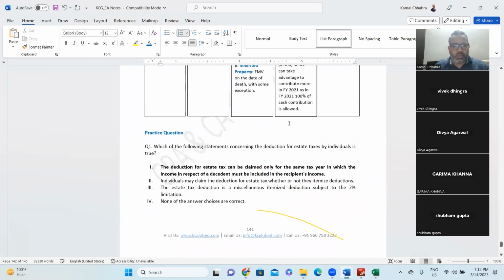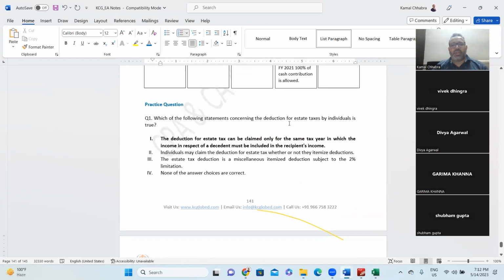Let's do one quick question over here. Which of the following statements concerning the deduction of estate tax by an individual is true? The deduction of estate tax can be claimed only for the same tax year in which income in respect of a decedent must be included in the recipient's income. Individuals may claim the deduction of estate tax whether or not they itemize deductions. The estate tax deduction is a miscellaneous itemized deduction subject to the 2% limitation. None of the answer choices is correct.